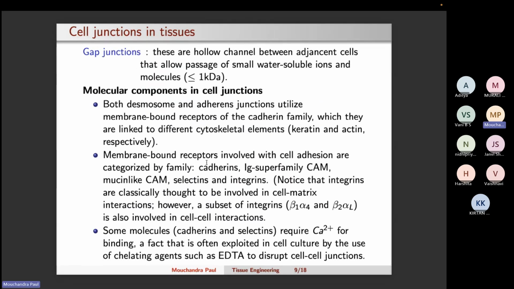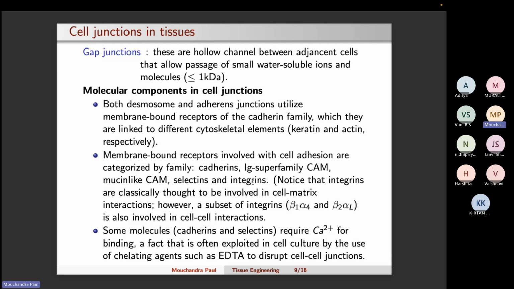Other types of receptors are also there, like Ig superfamily CAM, mucin-like CAM. CAM stands for cell adhesion molecule, selectins, integrins. These are again families of cell membrane-bound receptors that help in forming the cell-cell junctions.